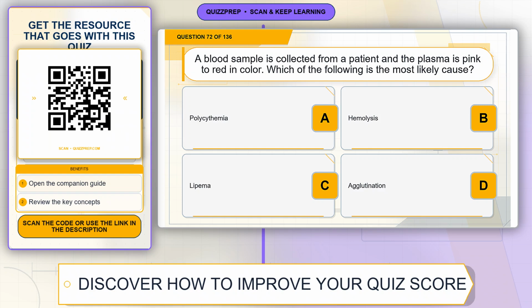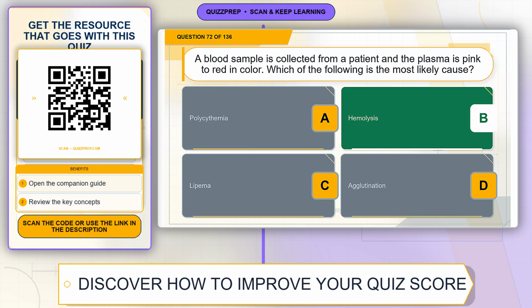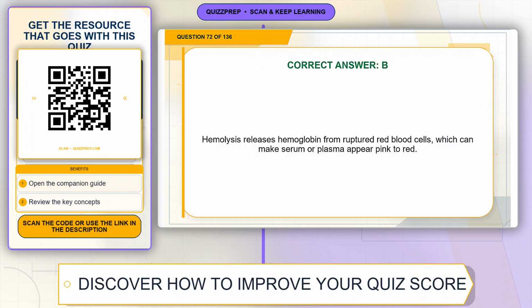Question 72. A blood sample is collected from a patient and the plasma is pink to red in color. Which of the following is the most likely cause? Option A, polycythemia. Option B, hemolysis. Option C, lipema. Option D, agglutination. The correct answer is option B, hemolysis. Explanation. Hemolysis releases hemoglobin from ruptured red blood cells, which can make serum or plasma appear pink to red.